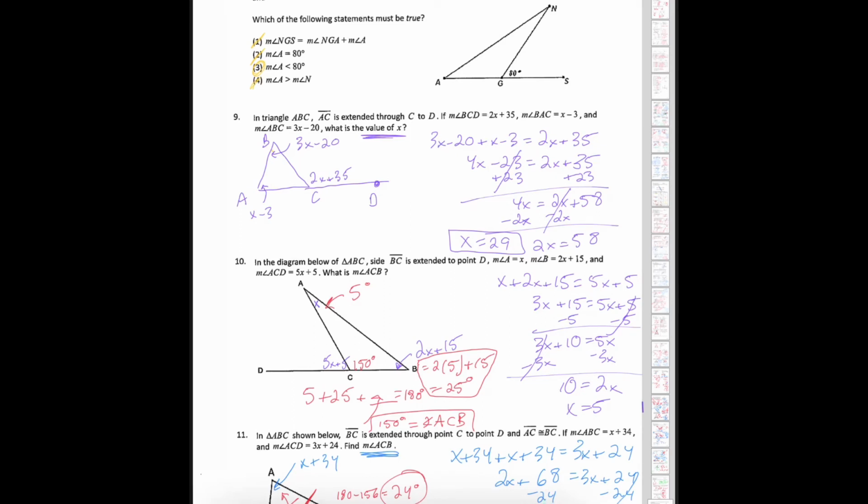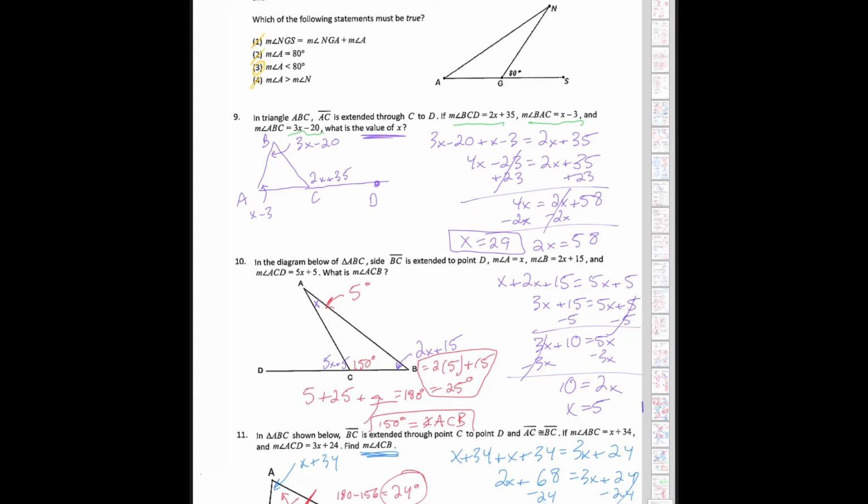For number 9, we have to draw a diagram just like we've been doing. We extend through our point. So AC is extended through C to D, and I label my missing angles. And I set up and solve. The 2 interiors, or the 2 opposite to the exterior angle, equal the exterior angle. I solve, I get x is 29. That's what I was looking to find.